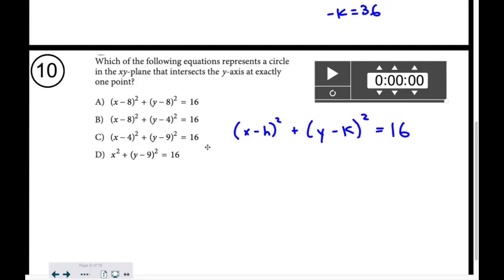So they basically wanted to intersect the y-axis at exactly 1 point, which just means it's tangent to the y-axis. But I'm just going to explain a concept real quick. And if you understand this concept, we can pretty much get the answer super quickly by looking at it. So let's remember that the H and the K represent the center of the circle.